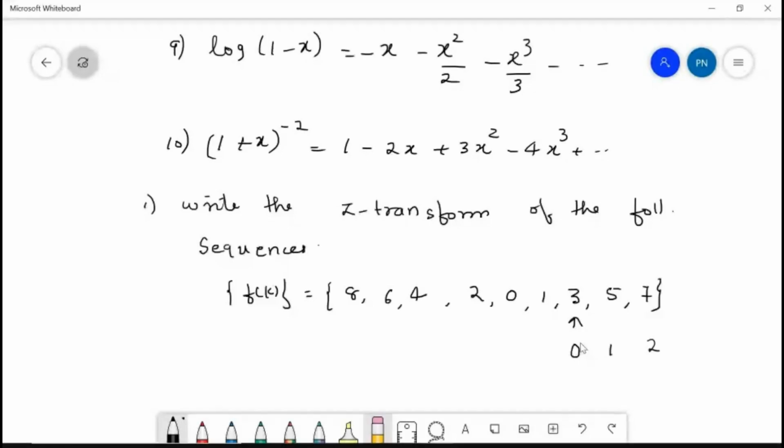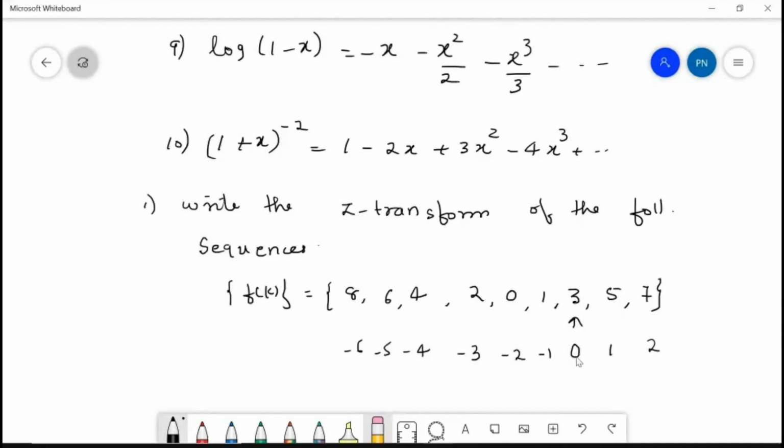And on the left hand side, we have to take -1, -2, -3, -4, -5, and -6. So k takes the values from -6 to 2. When I write the summation, k will take the value from -6 to 2. So if you are given the values of f of k in the form of a sequence, then you will be having an arrow below any one of the numbers. So wherever the arrow is given, take that as k equal to 0.